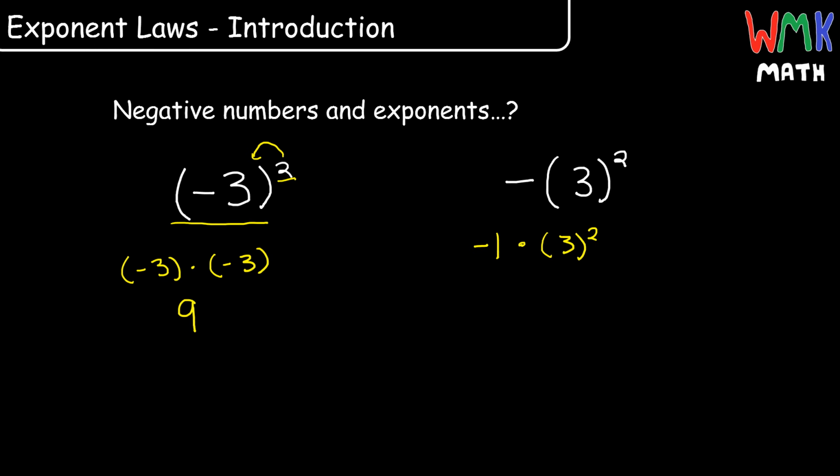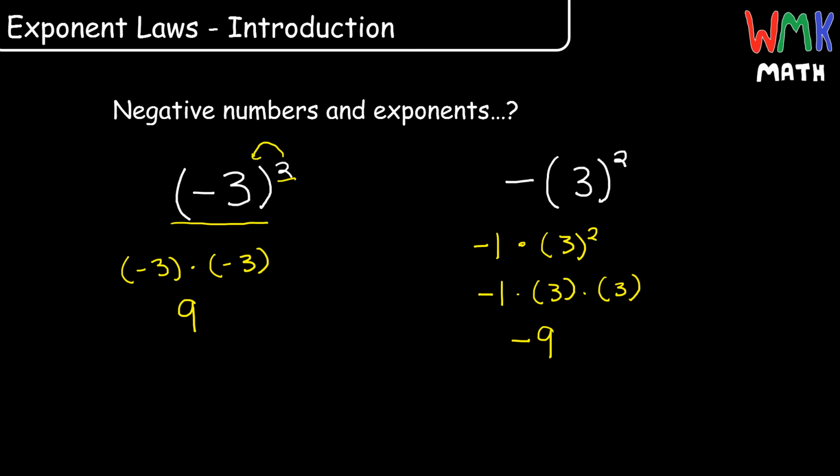If we were to expand this carefully, this will become -1 times, inside the bracket it's 3, so it's 3 times 3. Notice how I'm still using brackets because it is the entire inside bracket that's multiplied itself twice because of the exponent. If we were to simplify this expression, this gives -9.